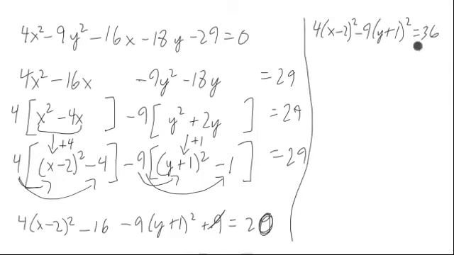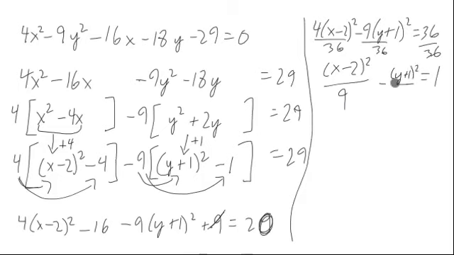Divide both sides by 36, so we get a 1 over here. So we end up getting, after reducing our fractions upon division by 36, why do we get 9? Well, think about this. 36, 36, 36. See how this reduces? And then over here, this reduces to y plus 1 squared over 4. That's because 9 is 1/4 of 36. And then look, we've just rewritten the equation in standard form for the hyperbola.